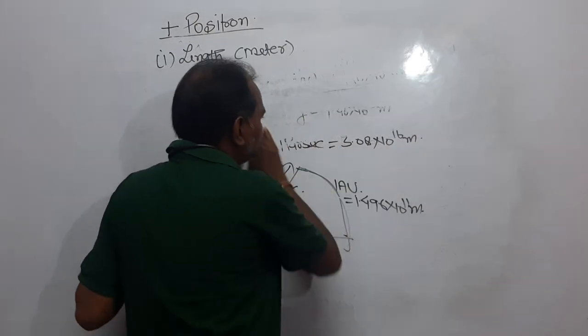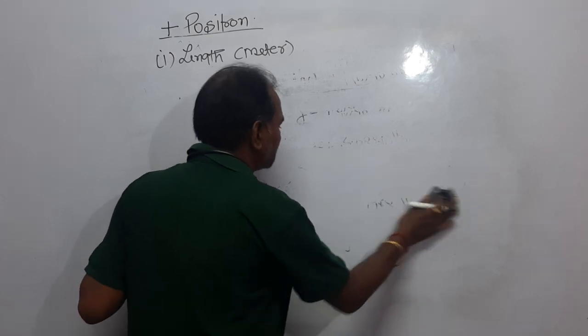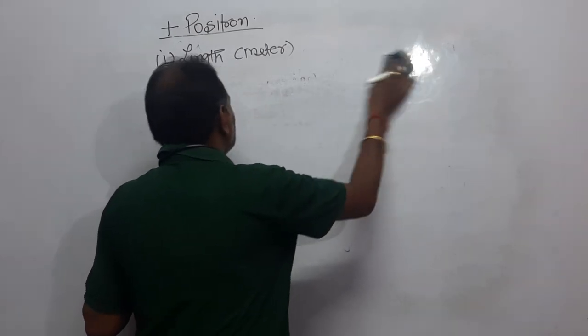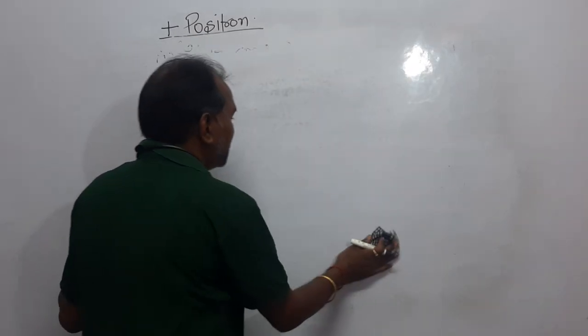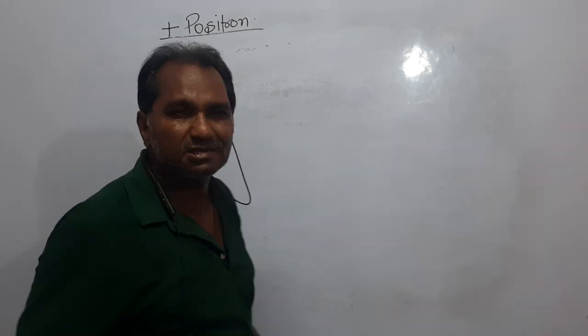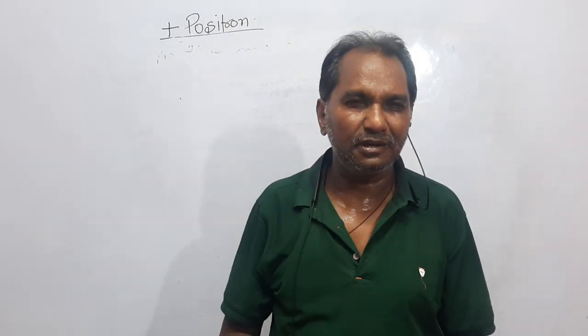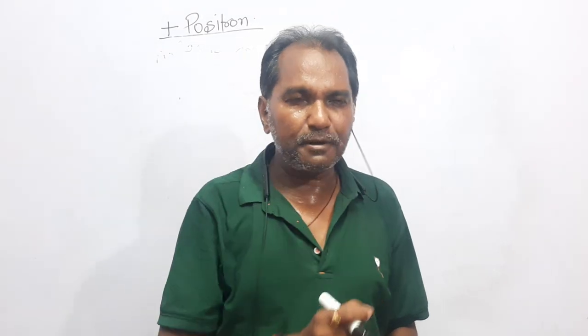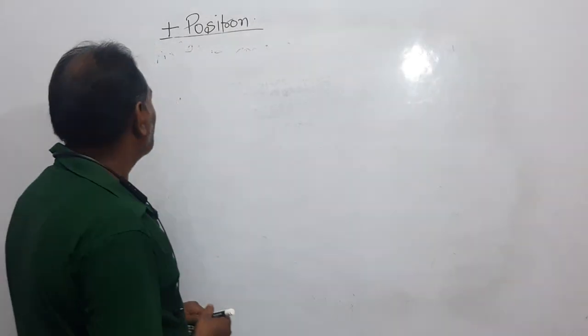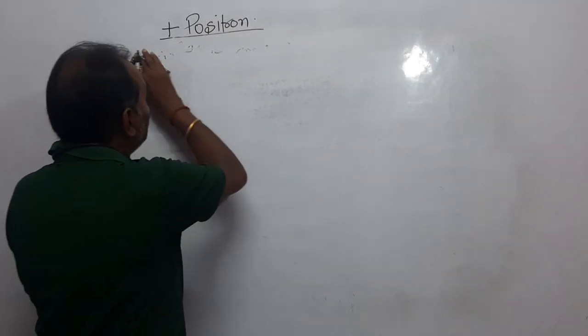Dear students, the parallactic second is the greatest unit of length, and that is used to measure the distance between the stars. If you have to find out the distance between the stars, then the most relevant unit is undoubtedly the parsec, parallactic second.